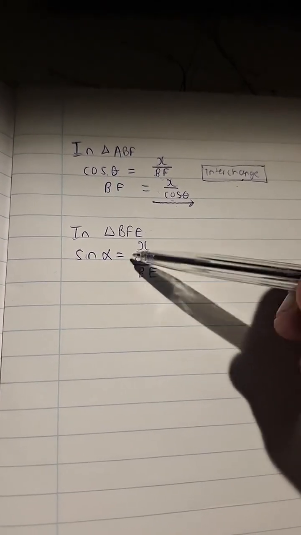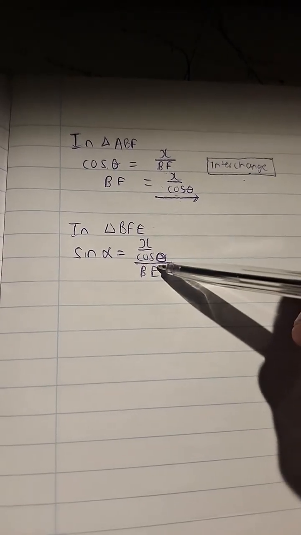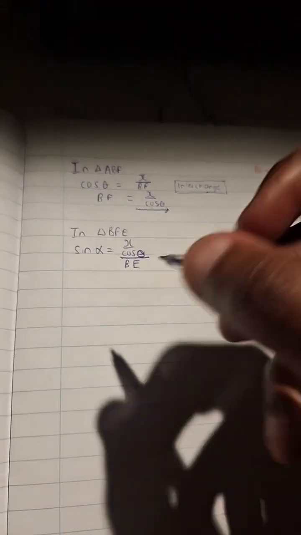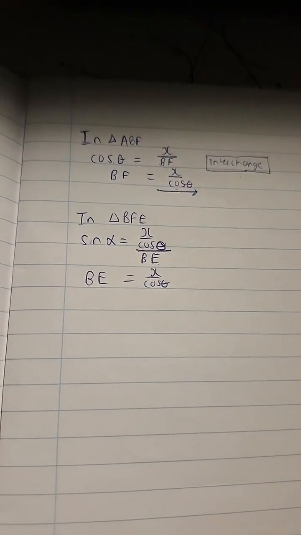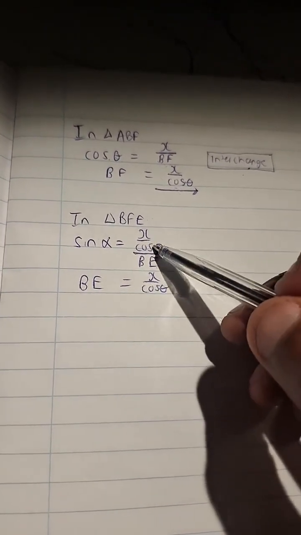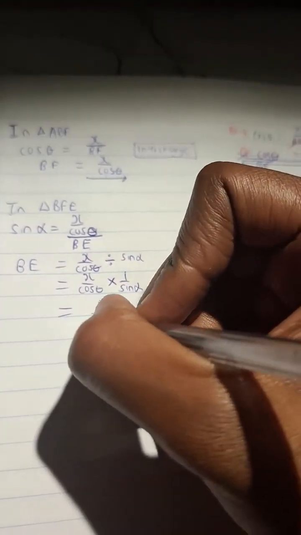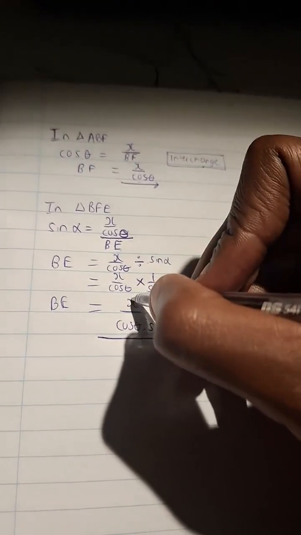Then I want to make BE the subject. So do you want to guess what I'm going to do? Something that I did previously. With this sine alpha and this BE, I'm going to play the interchange game again. So BE is equal to x over cos theta divided by sine alpha, which is the same thing as x over cos theta times 1 over sine alpha, which gives me x over cos theta sine alpha. BE is x over cos theta times sine alpha.